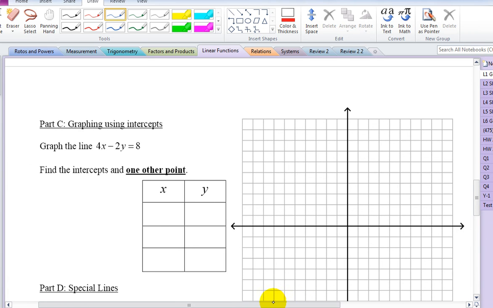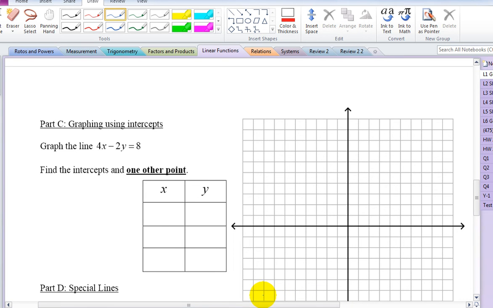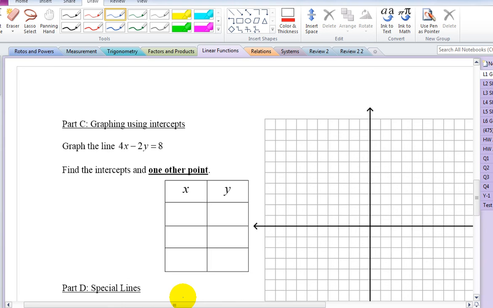Now we're going to graph using our intercepts. So we have to find where they cross the axes. So I say x-intercept and you say y equals 0. Okay. I say y-intercept and you say x equals 0. So you're going to substitute in and solve. So we have two separate questions. This will be 4x minus 2 times 0 equals 8. And the other one is going to be 4 times 0 minus 2y equals 8.